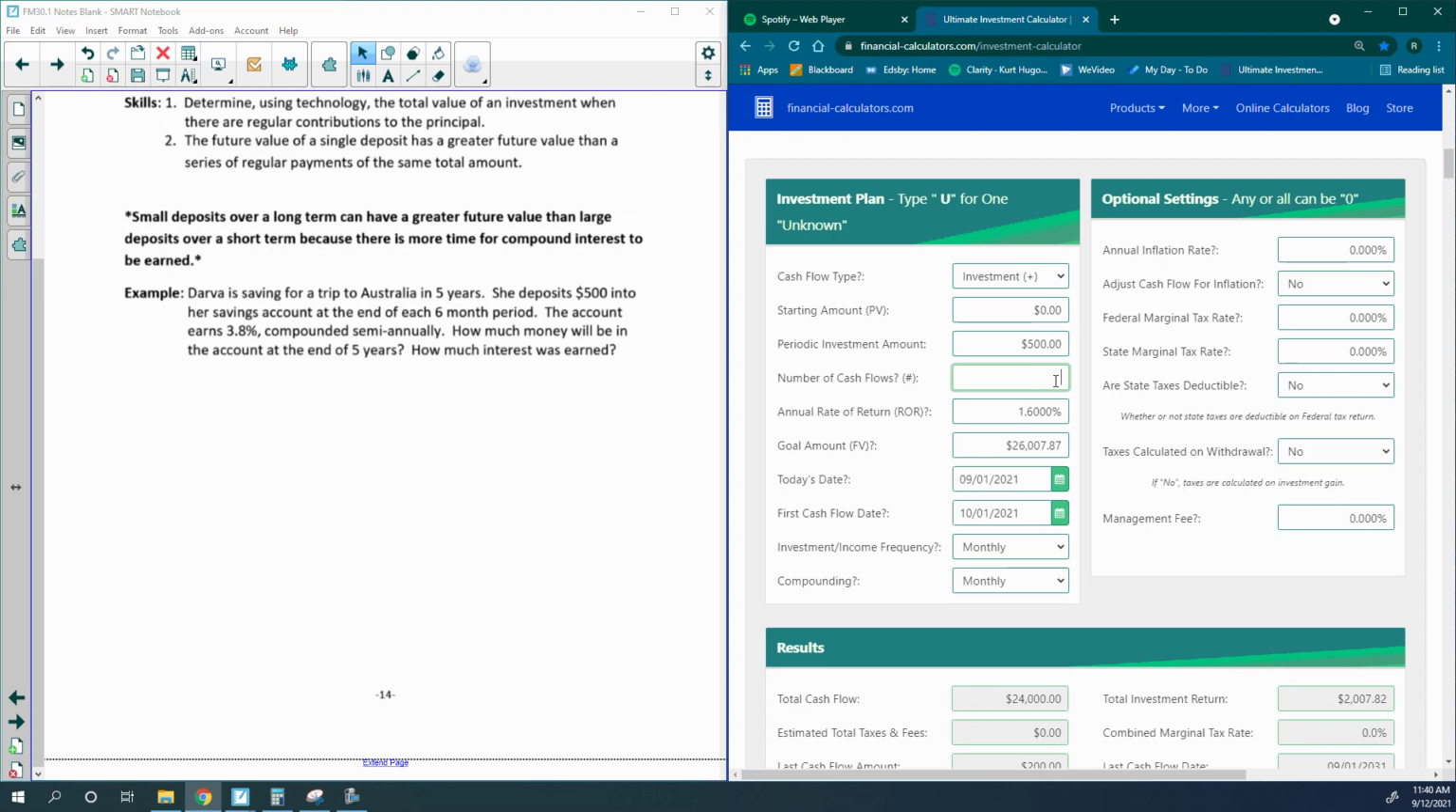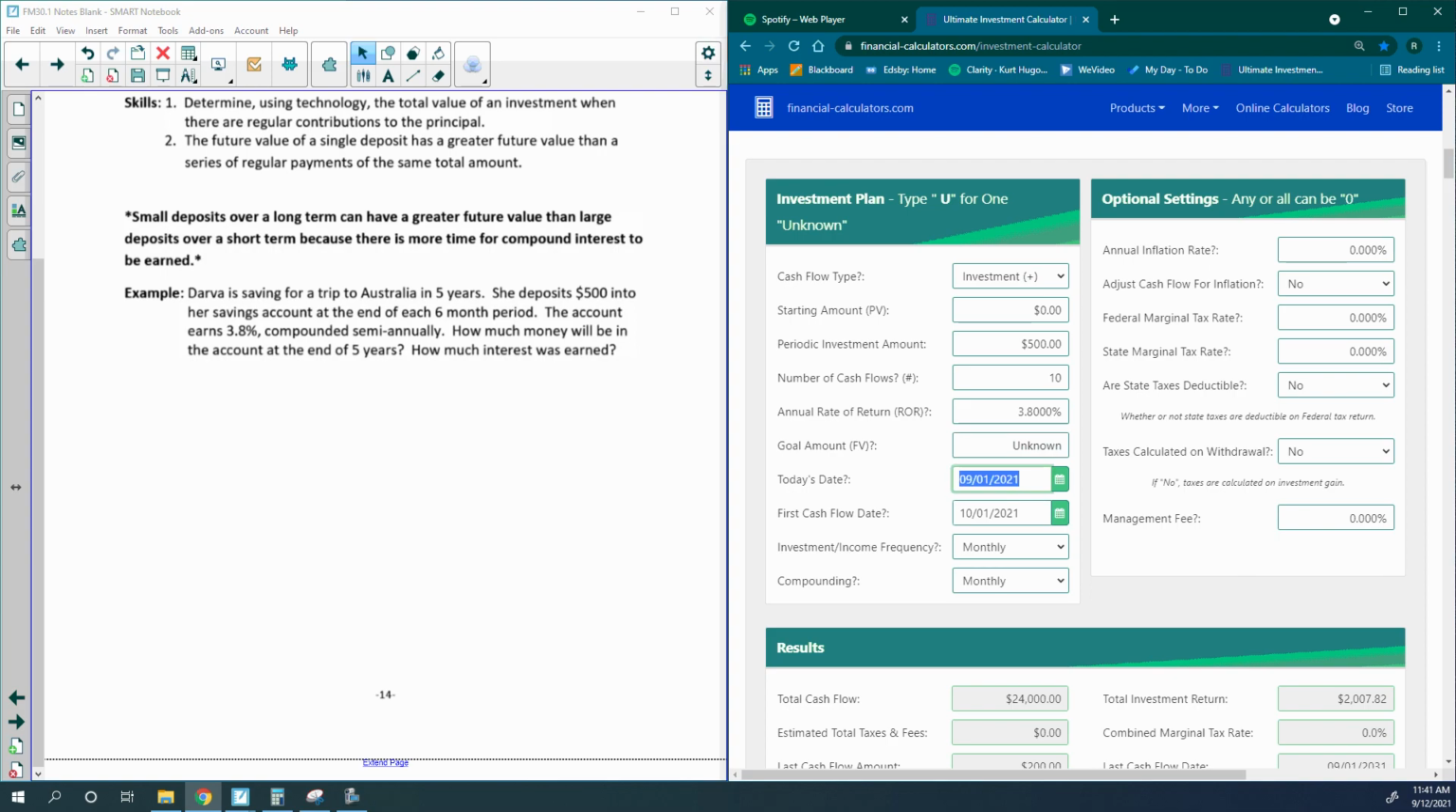For the number of cash flows, she's doing it every 6 months for 5 years. So that's going to be twice a year for 5 years, so that's 10 times altogether. Our interest rate is 3.8. And our goal amount is the unknown.